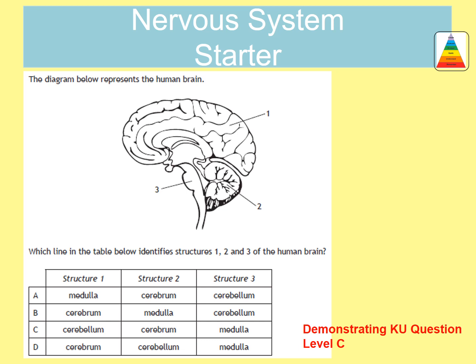The correct answer to the question should have been highlighted as D. Structure 1 is the cerebrum, structure 2 is the cerebellum, with structure 3 being the medulla.